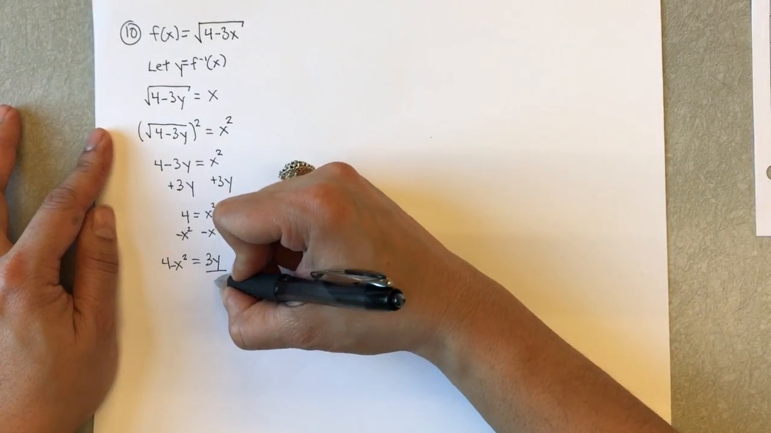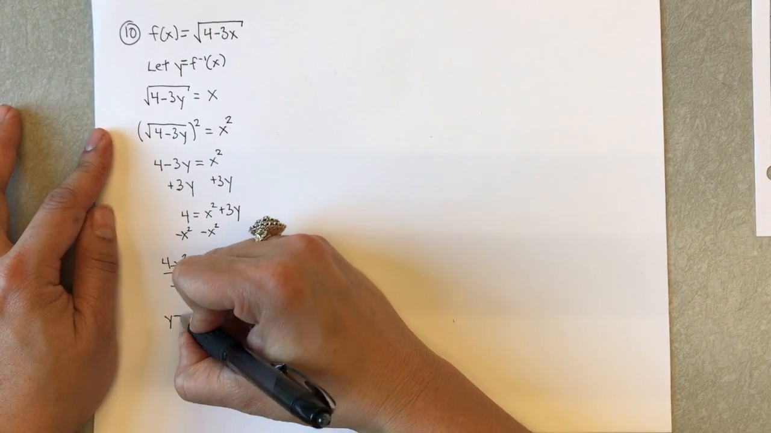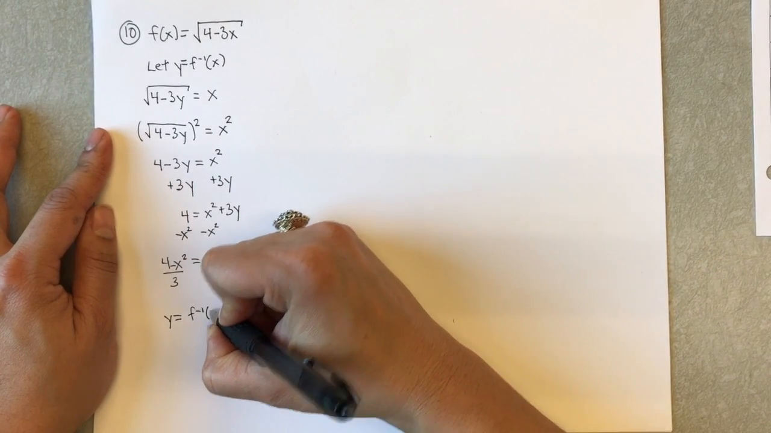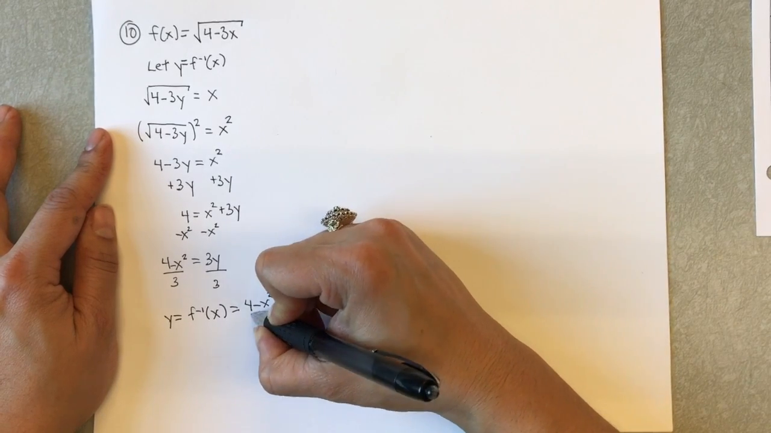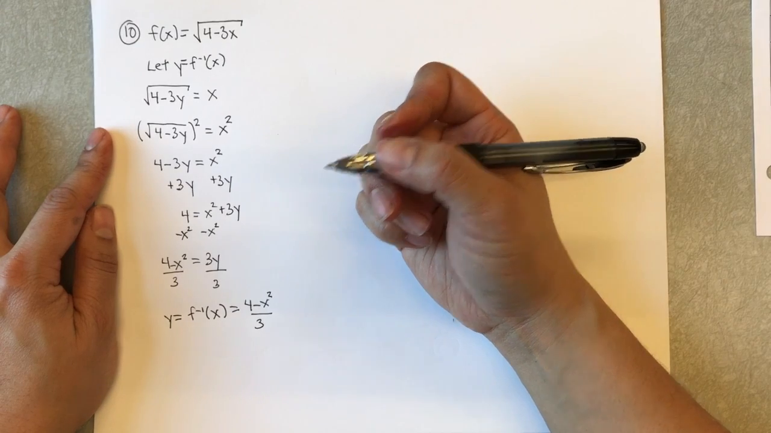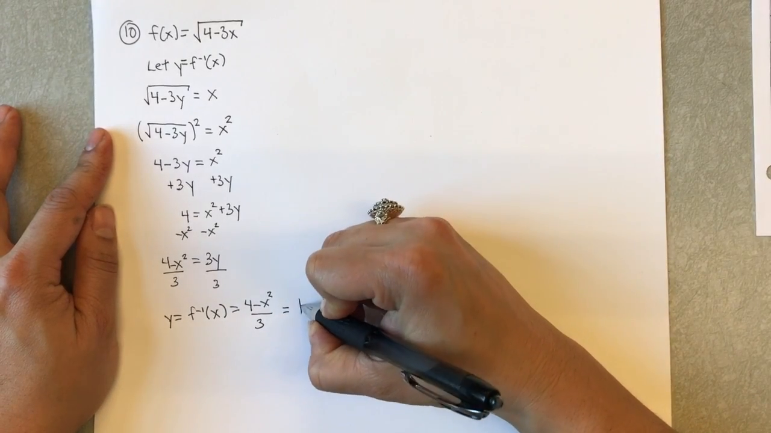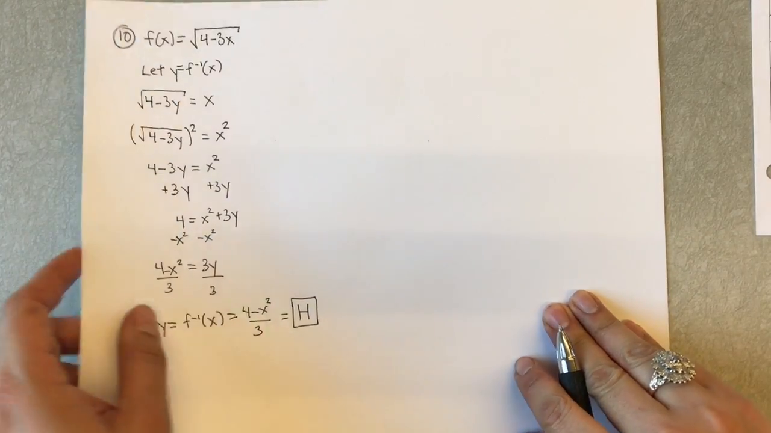And the last step is to divide by 3. So we'll have y equals f inverse of x, which is also 4 minus x squared over 3. And that is equal to h in our answer key. And that is all for inverse practice.